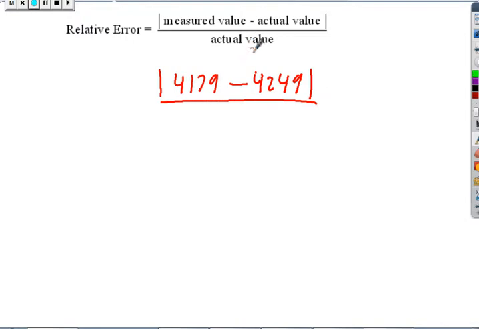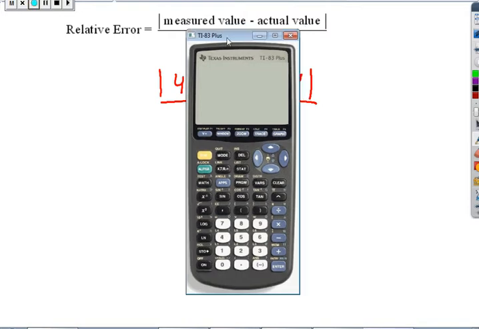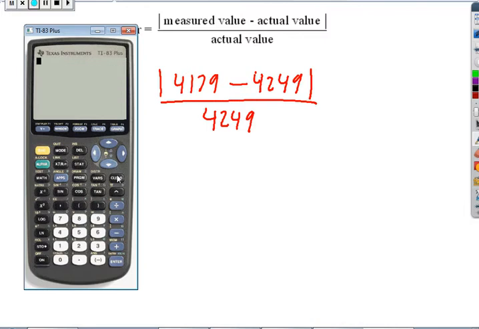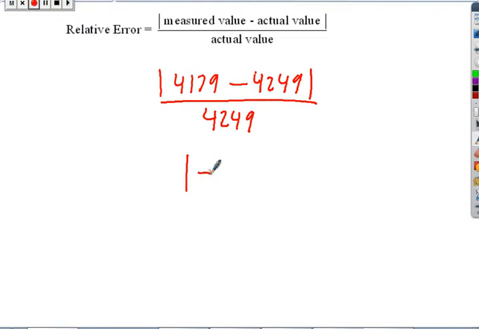And we divide it by the actual value again, which we know is 4,249. Now, you could do this entire computation in your calculator, but we'll do it step by step right now. First, we'll do this subtraction: 4,179 minus 4,249. Press enter. We get negative 70. So we have the absolute value of negative 70 divided by 4,249.